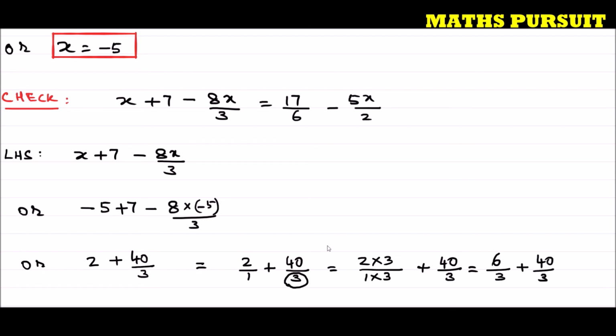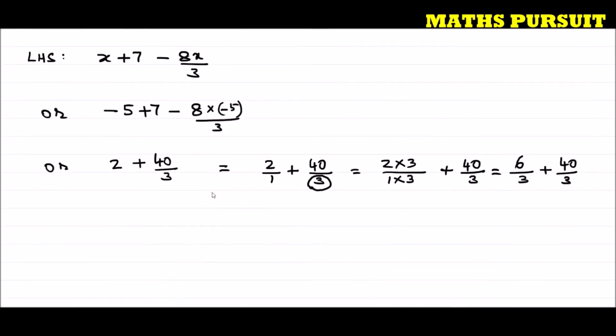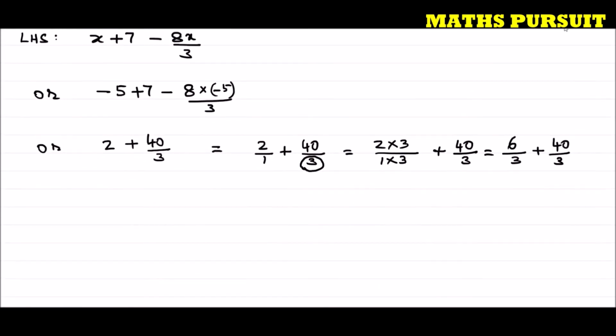So what we got? 6 upon 3 plus 40 upon 3, or I can write 6 plus 40 divided by 3. How? Because we got 6 upon 3, 40 upon 3. Taking LCM as 3, I can write 6 plus 40, that is equal to 46 divided by 3.